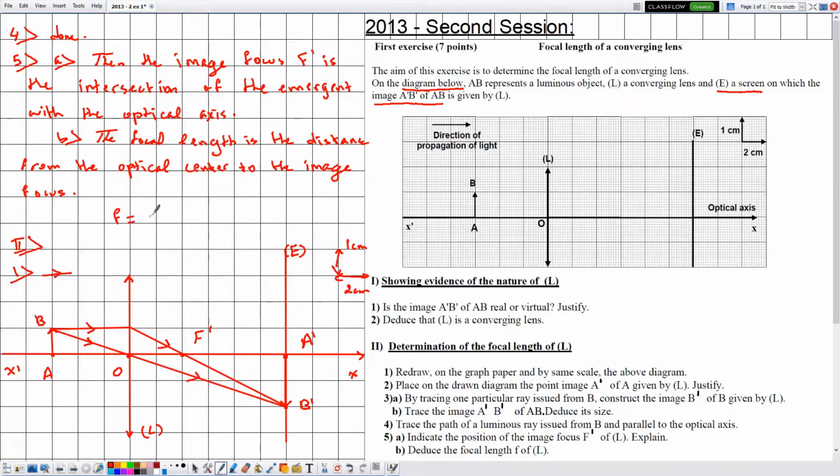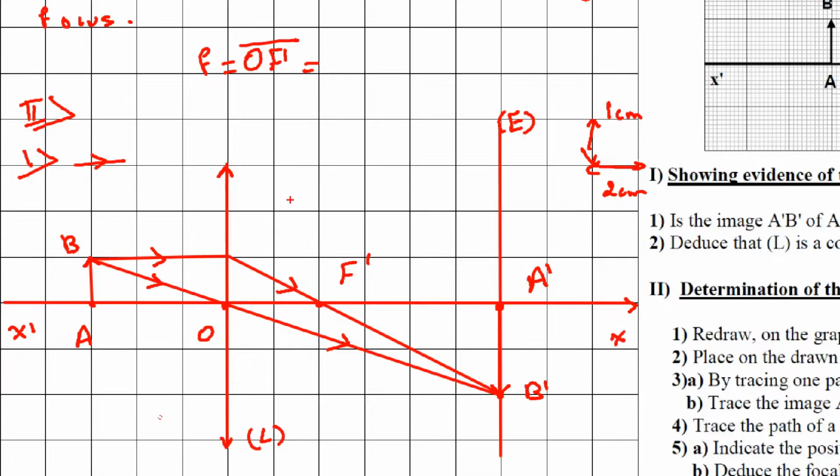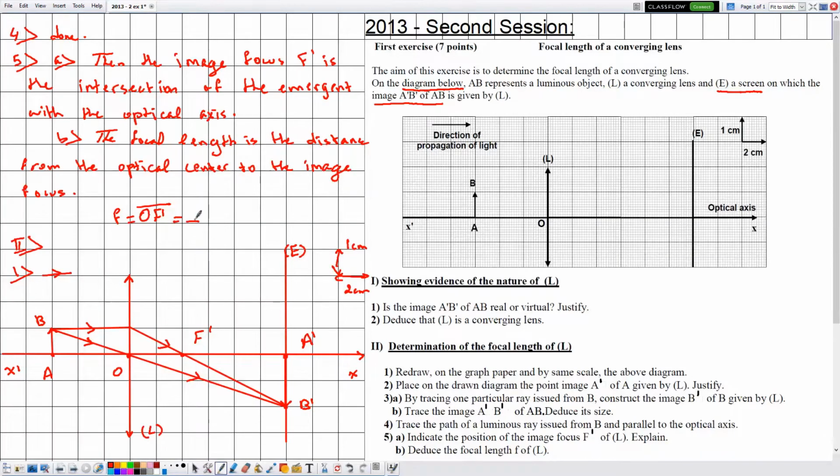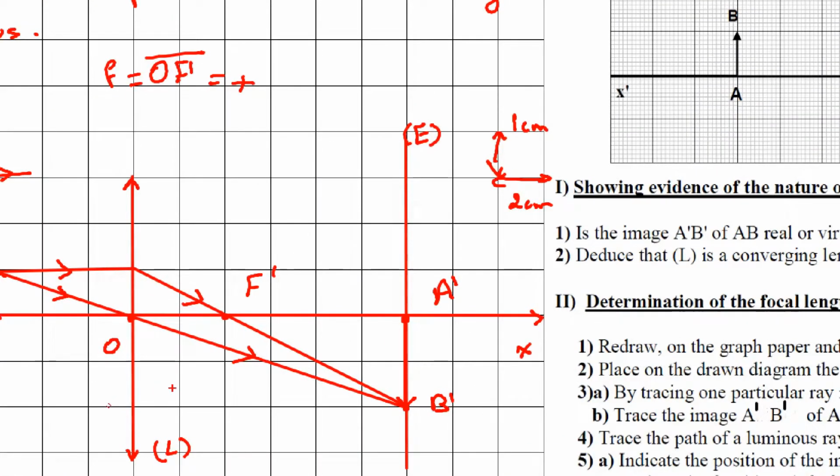So f is equal to the distance from the optical center, which is the point O, to the image focus, which is the point f prime. And we don't forget the bar because this distance may be positive or negative. Then f is equal to O f prime bar. Notice that this distance is in the same direction as the positive x-axis, so it's positive. And now we count the number of divisions between O and f prime. We have 1, 2.